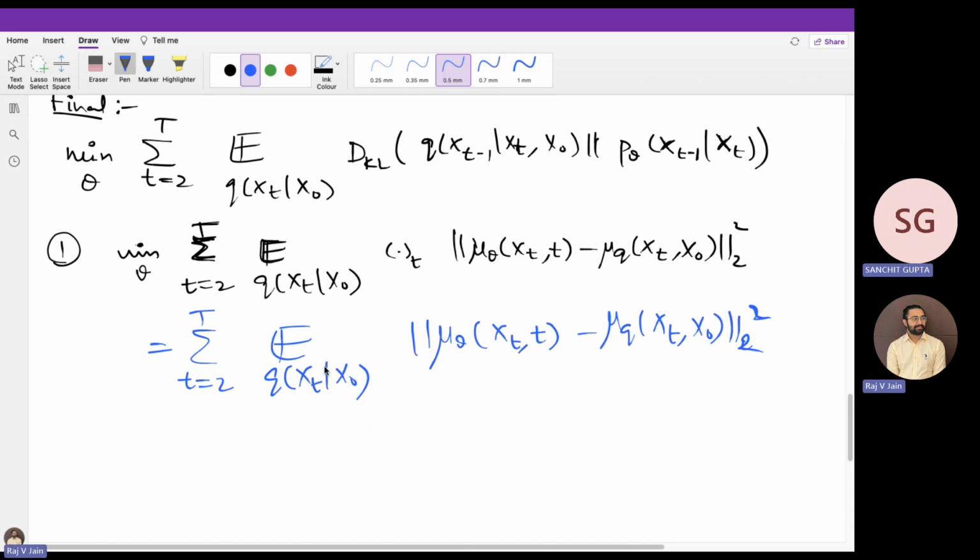Operationalize meaning learning the parameters. So we have an expectation here. Can we compute the expectation? Yes, because we have a complete expression of xt given x naught and q, we have a definite expression, so that we know. And mu q of xt given x naught we also know. Mu theta of xt given t we don't know, but we have a neural network which has some parameters, so we can estimate it. So yes, we can do it like that.